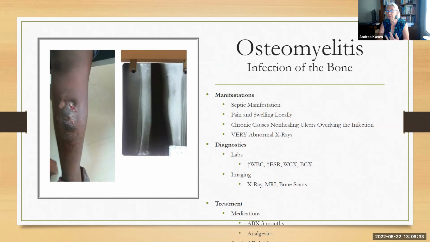Pain management, it is super painful, so analgesia. They're probably going to need surgical debridement, and probably more than once. So that's going to mean a few trips to the OR to get that cleaned out periodically.